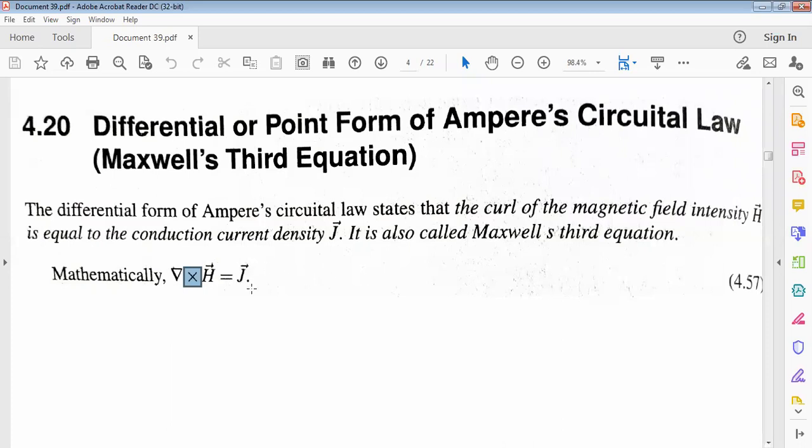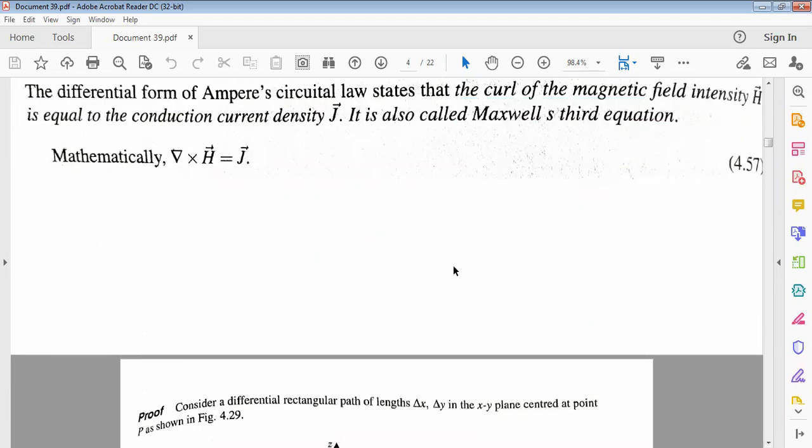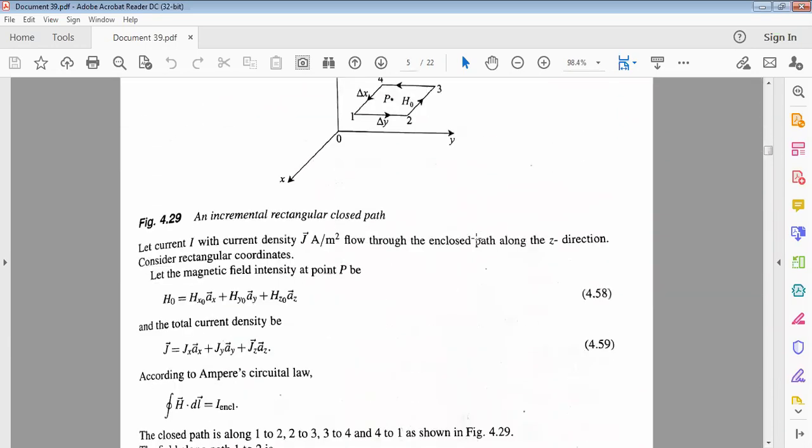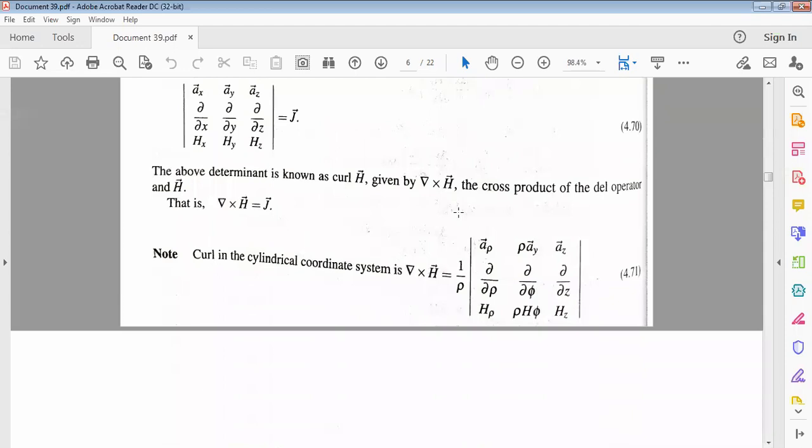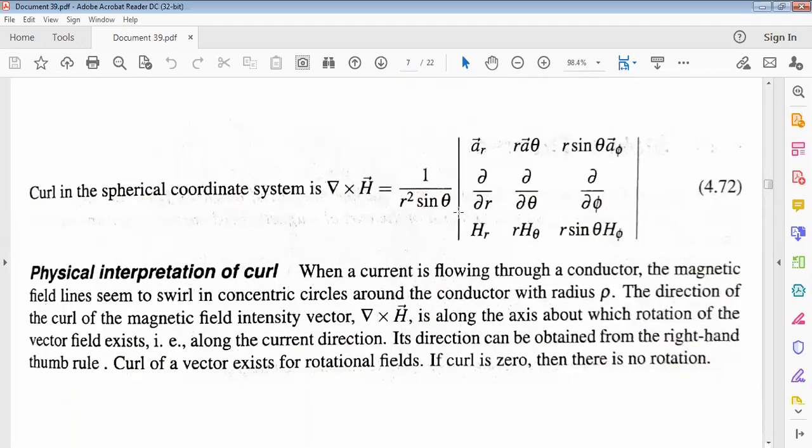The statement here is the written statement of this expression: the curl of magnetic field intensity H is equivalent to conduction current density J, and it is also called Maxwell's third equation. Remember that, because it may be asked in competitive exams also. These are not required, but anyway, please go through this, because in the later concept you have to prove the same for the four Maxwell's equations.